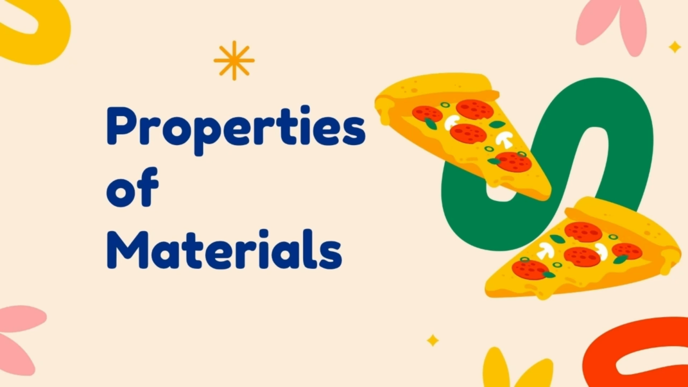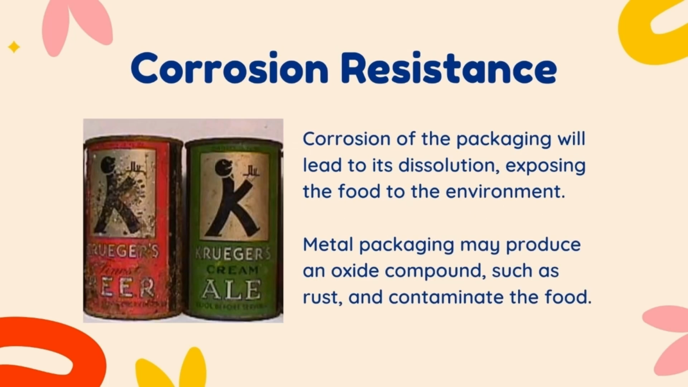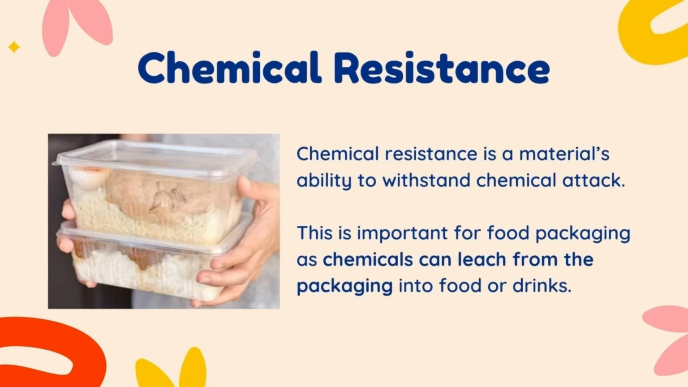Now we shall talk about material properties that are important when it comes to material selection for food packaging. To start off, moisture resistance ensures that food quality will not be compromised due to exposure to moisture. Corrosion resistance is also important to ensure that food will not be contaminated due to corrosion in food packaging that leads to dissolution. Similarly, chemical resistance also ensures that chemicals from the food packaging do not leach into foods and drinks.